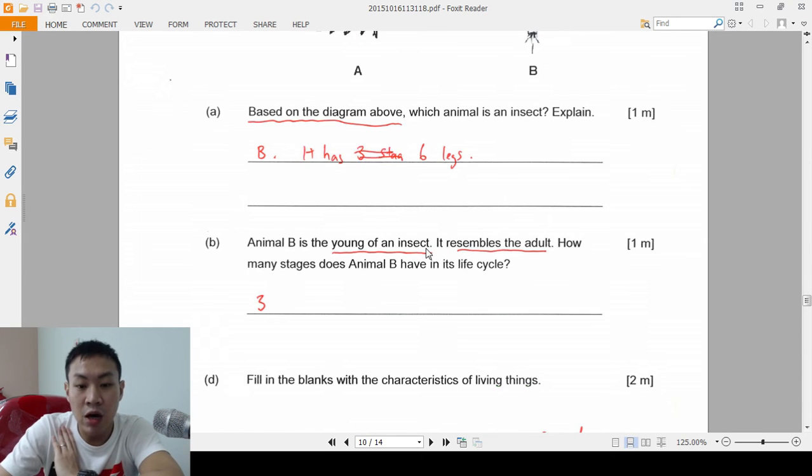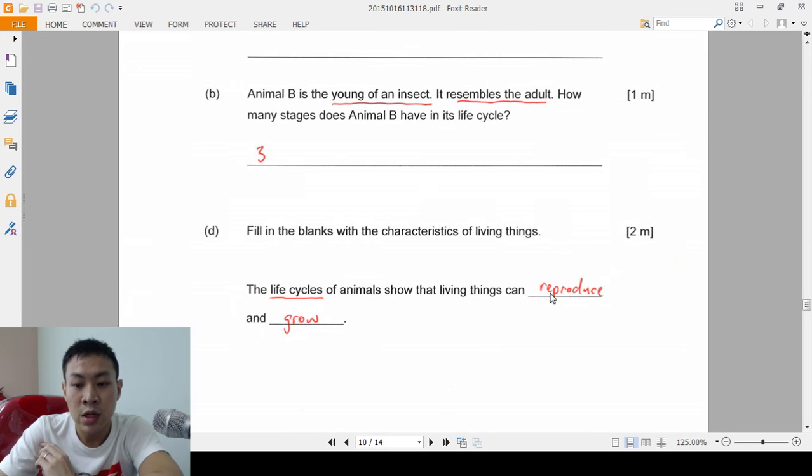Part B. Animal B is a young of an insect. It resembles the adult. So we know that it resembles the adult. Most likely, it has only a 3-stage life cycle, because for those with a 4-stage life cycle, they will go through the pupa and the larva stage where they would not look like the adult. The next one. The life cycles of animals show that living things can reproduce and grow.